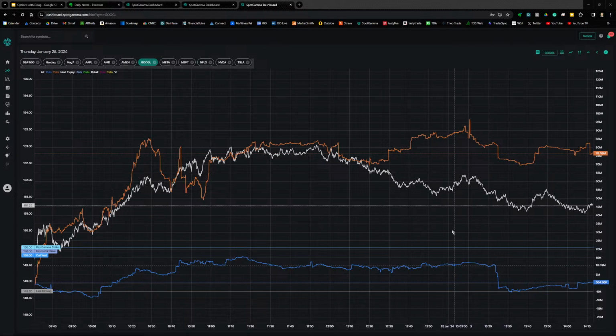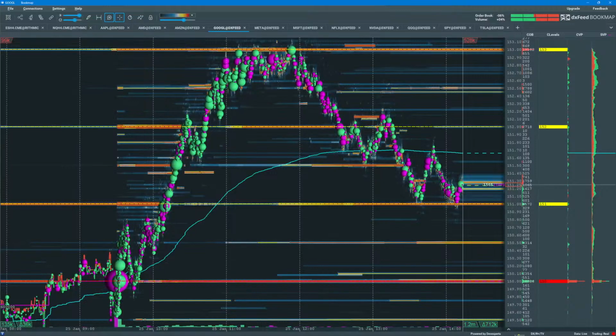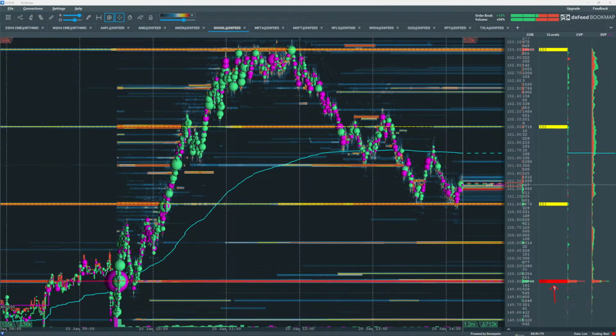Good point for selling a call spread if you like to trade spreads. All right, so let's go back to Bookmap. There's Google. Aggressive call buyers in the morning. Call wall breach at 150. Price moves higher until call buyers take their foot off the gas.